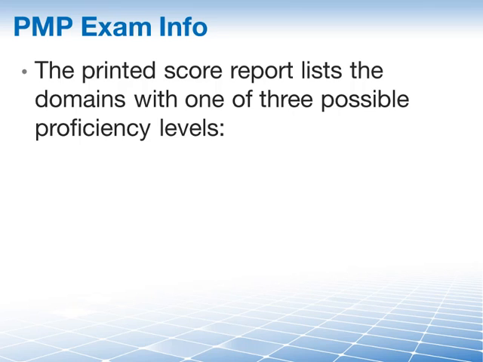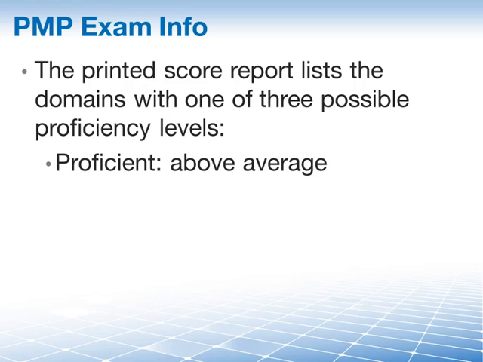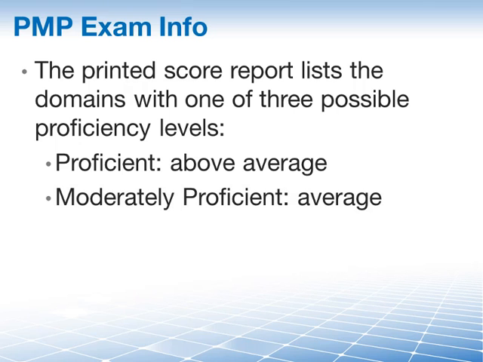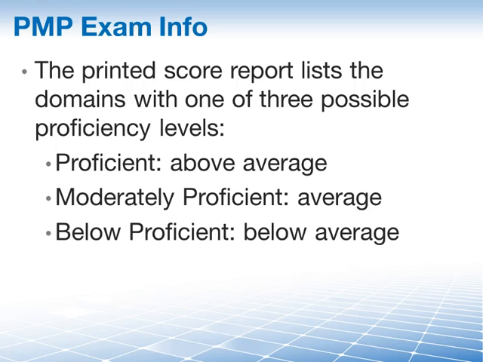And for each of these 5 domains, you will find a proficiency level. If it says proficient, it indicates that your performance is above the average level of knowledge in this domain. If it says moderately proficient, well, that means that your performance is at the average level of knowledge in this domain. And of course, if it says below proficient, well, it means your performance is below the average level of knowledge in this particular domain.